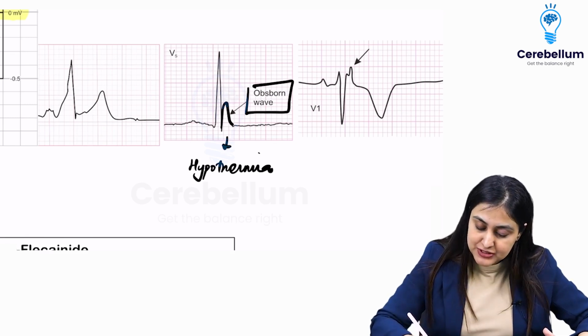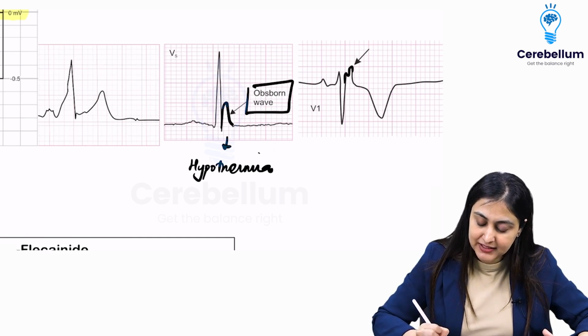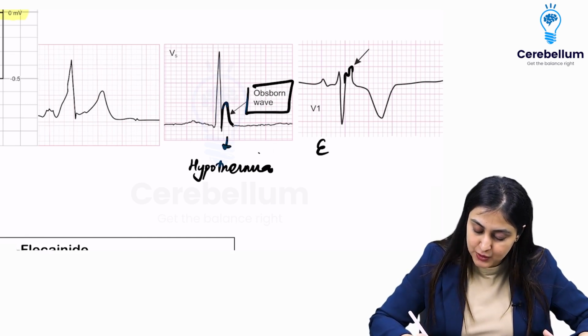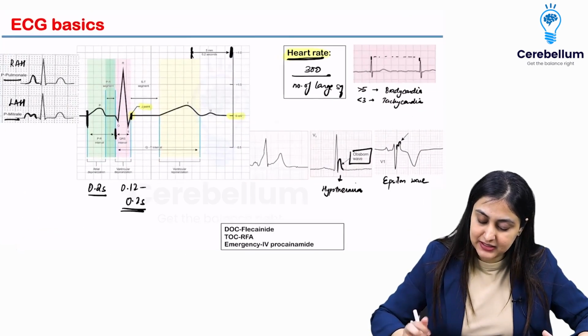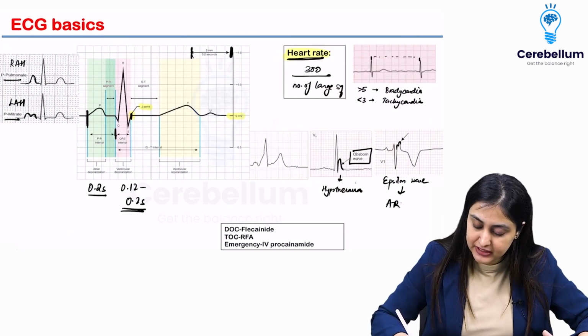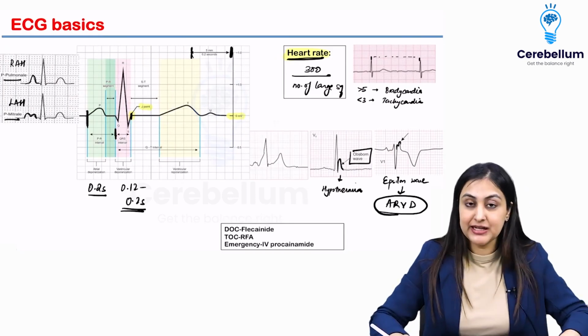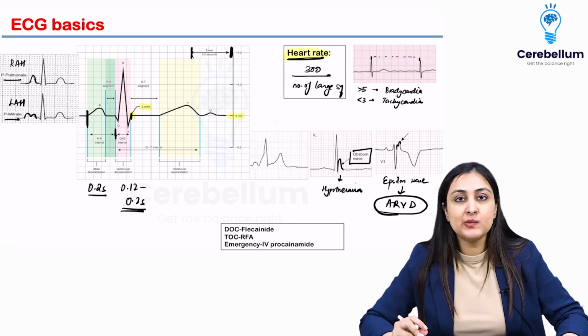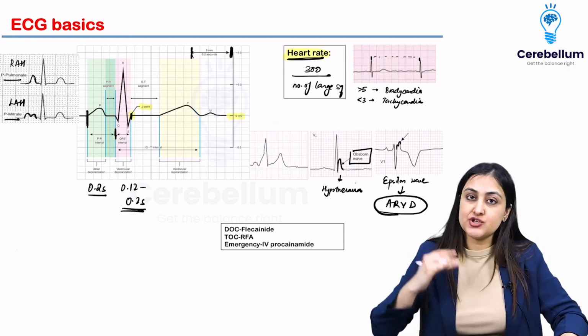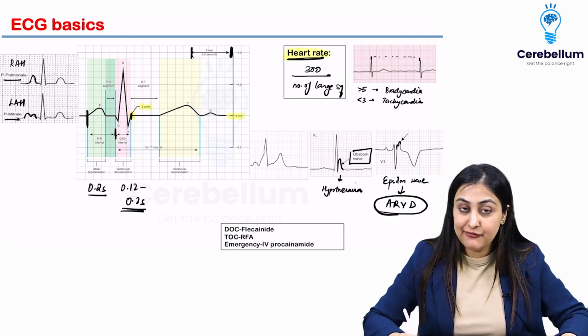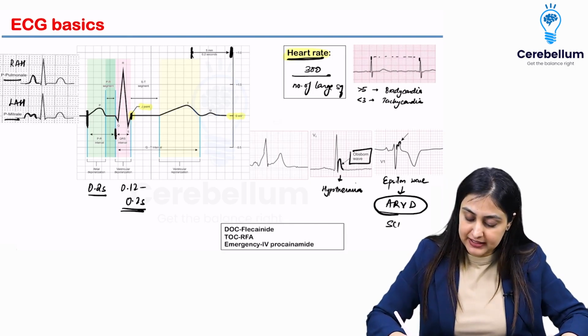On the other hand, if you see this sort of a humping here, this is known as the epsilon wave. Alright, so epsilon wave, where do we see it? We see it in a familial arrhythmogenic condition known as ARVD. ARVD is arrhythmogenic right ventricular dysplasia, wherein you will have family history, you can have sudden cardiac death history.